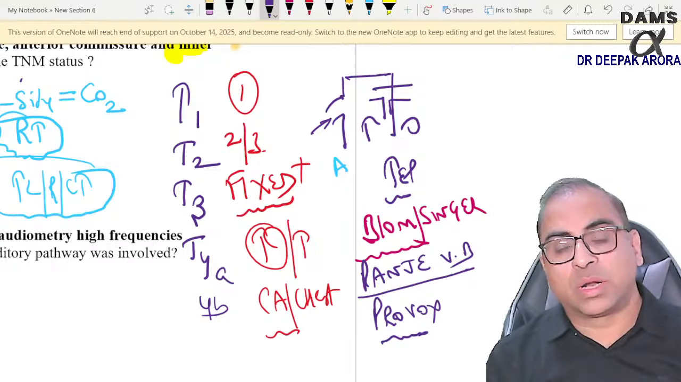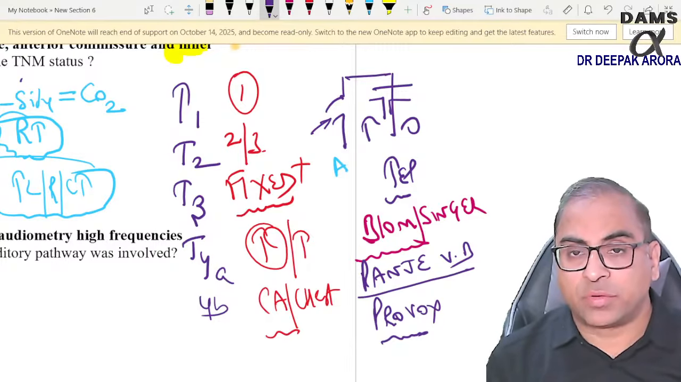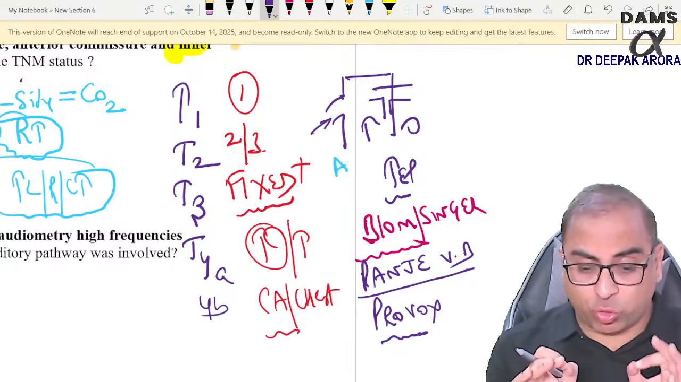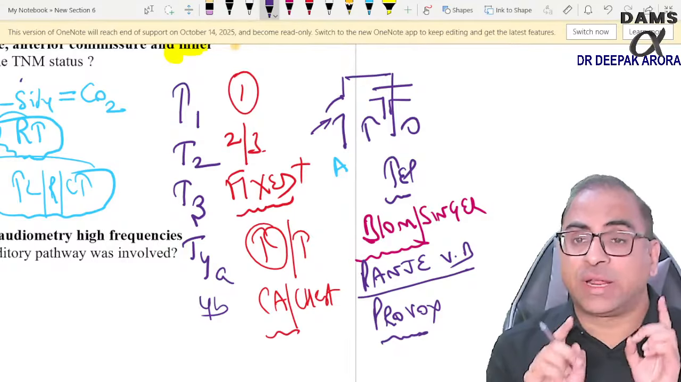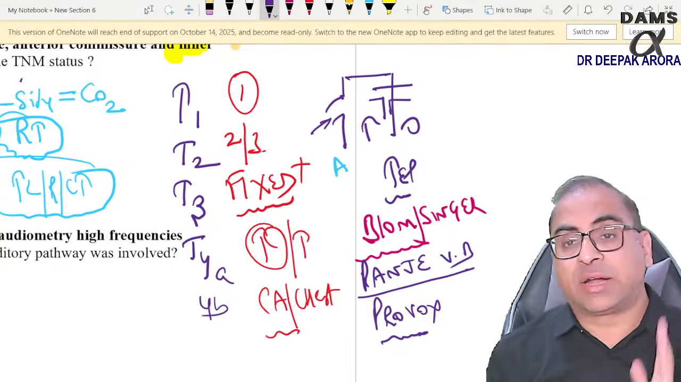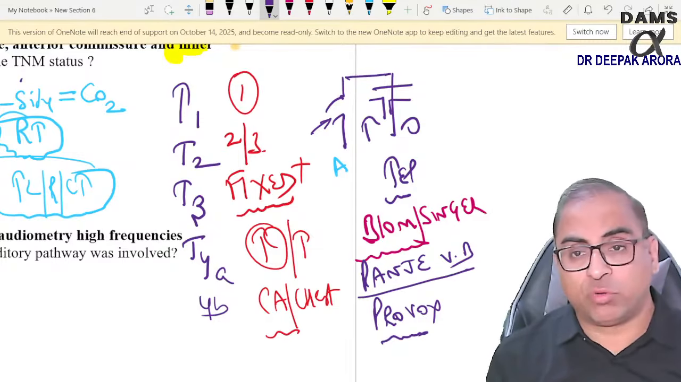So what is your tracheoesophageal prosthesis? It is for vocal rehabilitation. Electrolarynx is not an internal device, it is an external device. The MCQ was there. Electrolarynx is a device to give some voice, an old method.